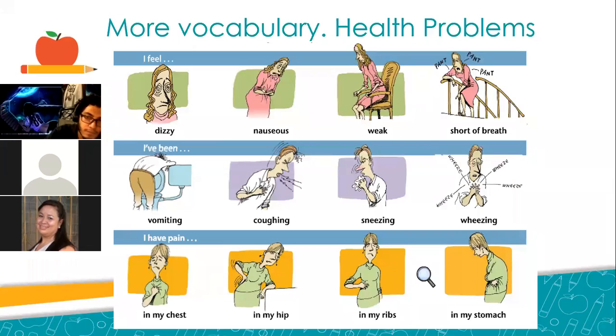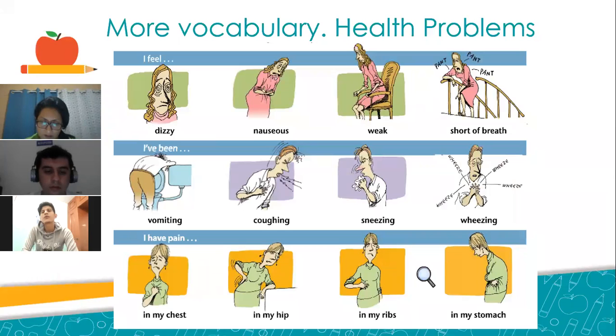I feel nauseous. I feel weak. I feel short of breath. I've been vomiting. I've been coughing. I've been sneezing. I've been wheezing. I have pain in my chest.